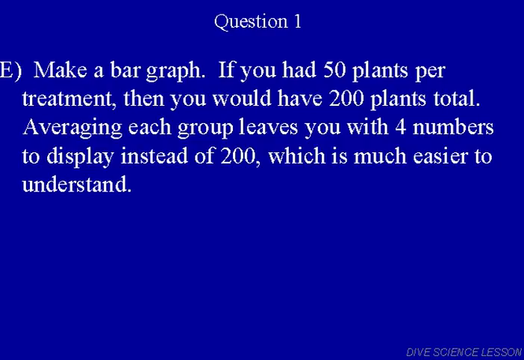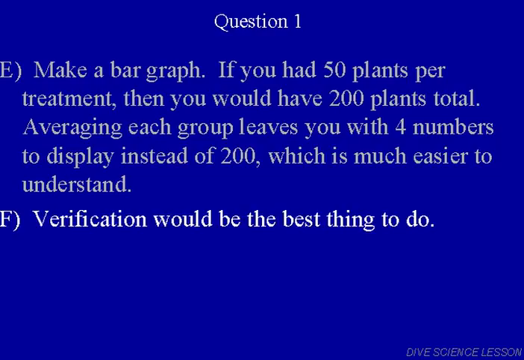Now part F, if your hypothesis was proven correct by the experiment, what would be the best next step? Would you buy the fertilizer brand for your roses, or would you verify your experiment? Well, it's always better to verify an experiment. That may not be what you would do, but it would be the best thing to do, to verify. I mean, you don't have to. You could go ahead and buy that fertilizer brand, and then if it didn't work, it didn't work. But the best thing to do would be to verify it.